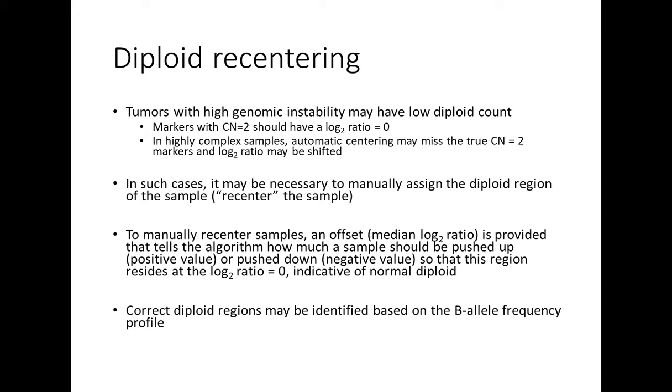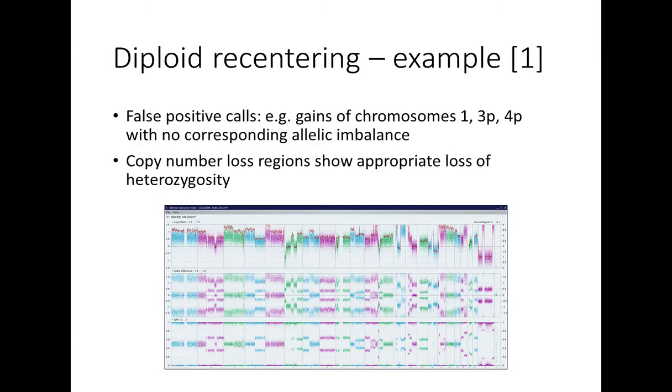Diploid recentering may be required in tumors with high genomic instability that may have low count of diploid regions. In such cases, normal diploid regions of log2 ratio equals 0 may not be recognized properly by the software, and it may be necessary to manually assign the diploid region of the sample, or in other words, to recenter the sample. Correct diploid regions may be identified based on the B allele frequency profile.